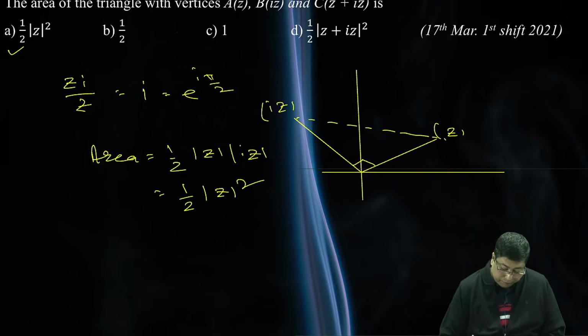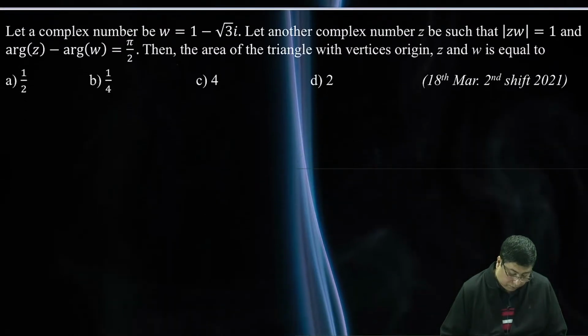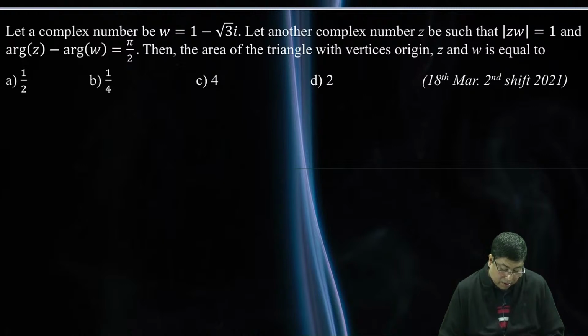Let us go to the next sum. Let a complex number W equal to 1 minus I root 3. Let another complex number Z be such that mod of ZW equal to 1 and argument of Z minus W equal to pi by 2. Then find the area of the triangle with the vertices origin, Z and W. How to solve this sum? Let's see everything.